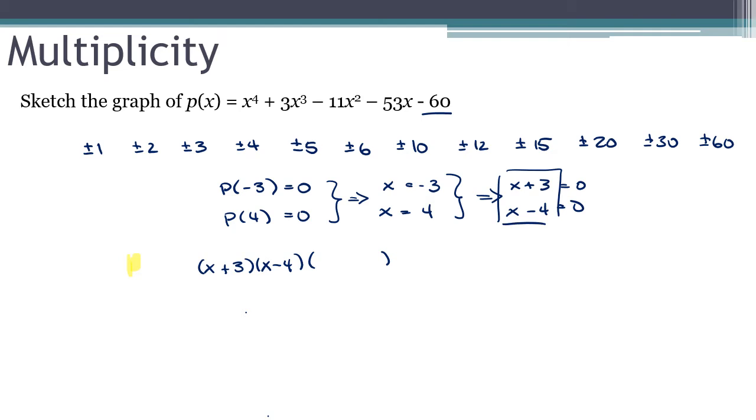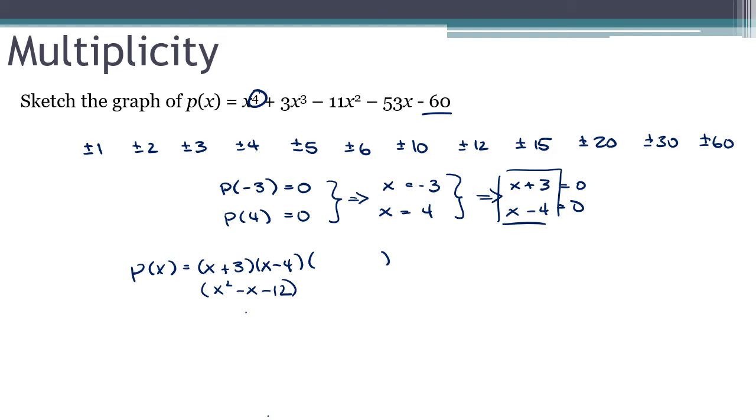There's going to need to be some quadratic there that brings this up to 4th degree, the original degree here. Okay, so how can we find that? Well, we're out of rational roots. So our only recourse here is going to be long division or synthetic division, if you prefer. So let's see, if we multiply this out, this is x squared minus x minus 12.